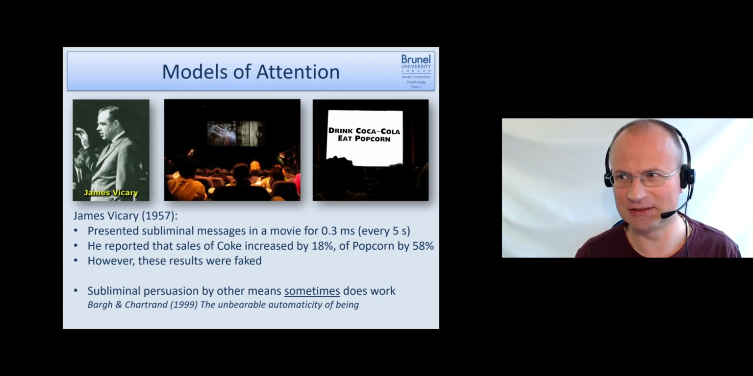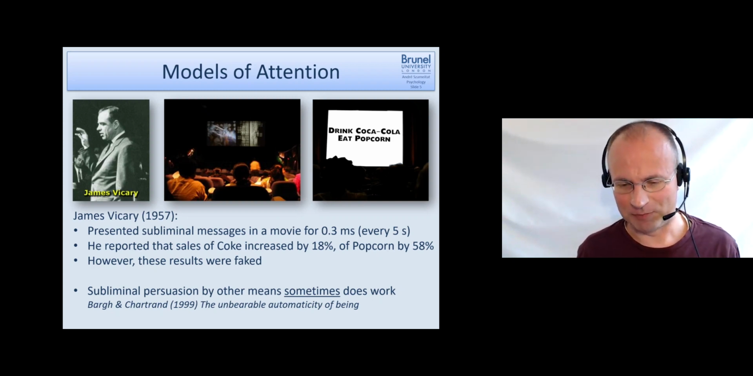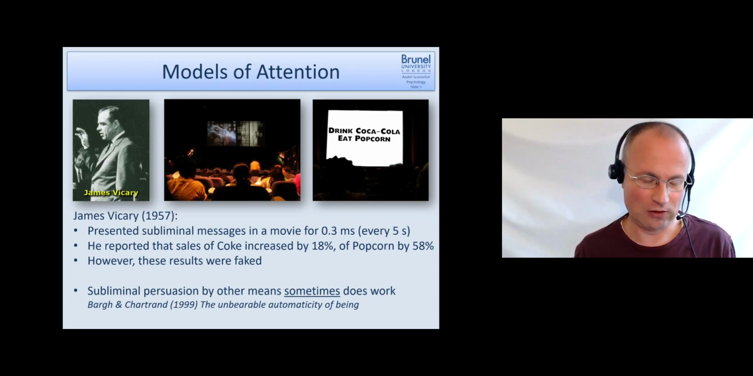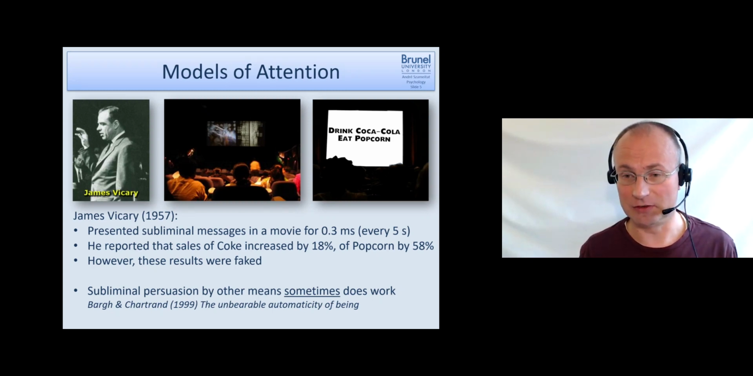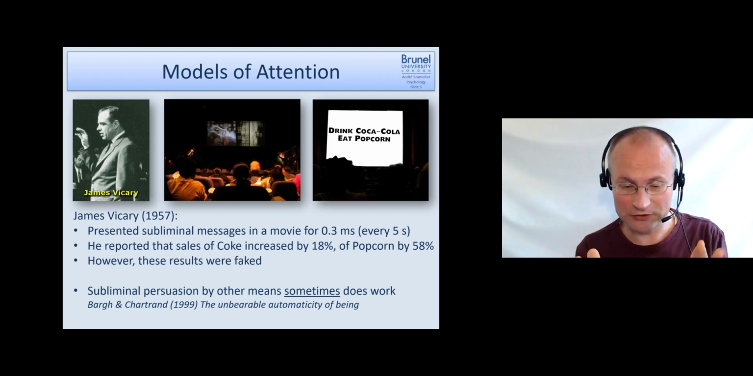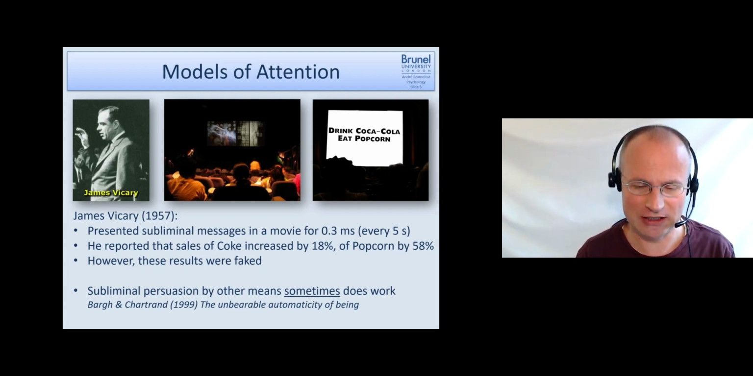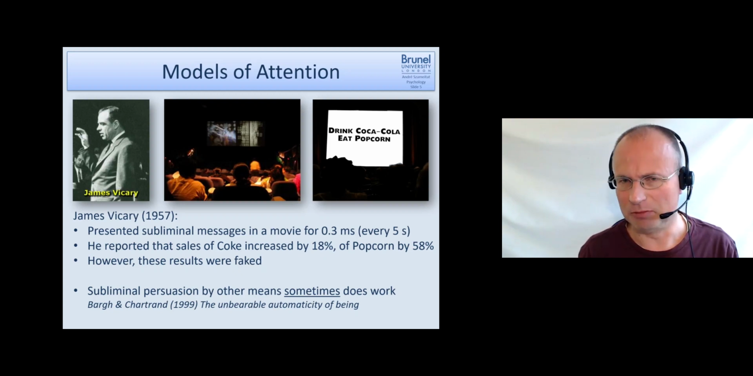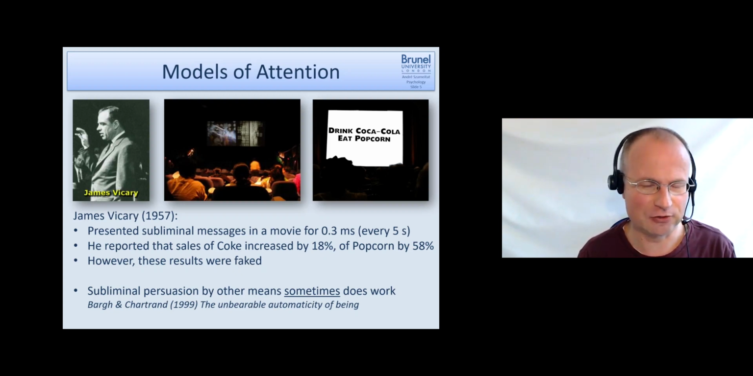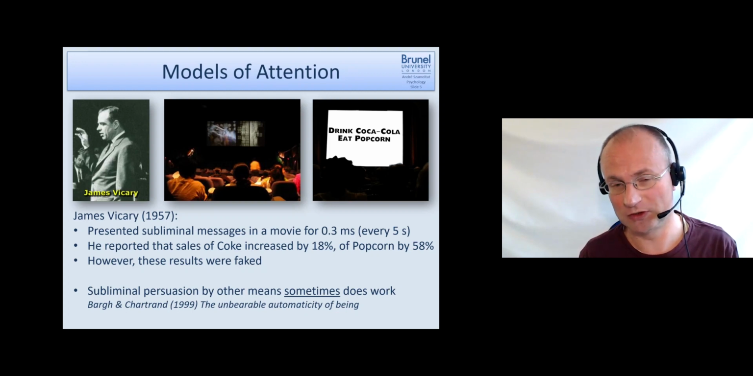Bargh did funny stuff like inviting people into the lab, and they had to learn word lists, so they thought it was a memory experiment they participated in. What he manipulated between groups was that one list of words contained words which are more linked to the schema of being old, like pension, retirement, Florida, things like that. And the other group had neutral words in that respect.